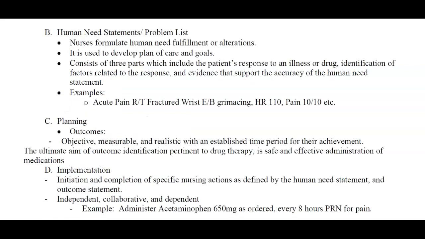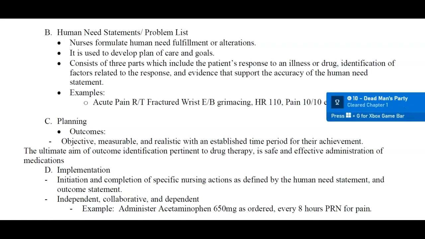After obtaining all the information that the nurse needs, next step would be formulating a human need assessment or statement or a problem list. So basically, the nurse formulates human need fulfillment or alterations, and it is used to develop plan of care and goals. So you're going to base your treatment goals on that human needs statement. Sometimes you may hear the terminology nursing diagnosis. So this is basically replacing the nursing diagnosis.